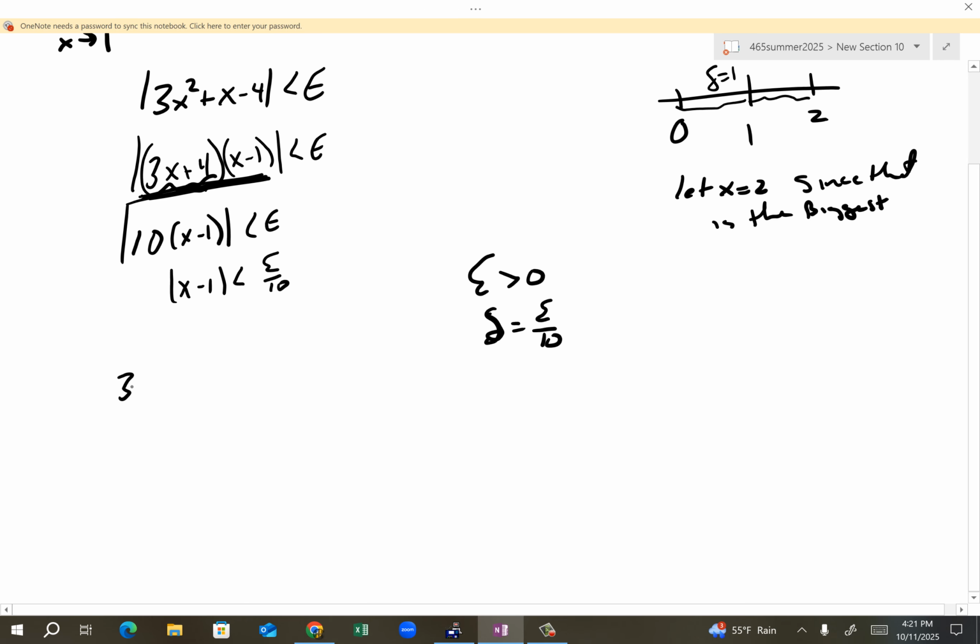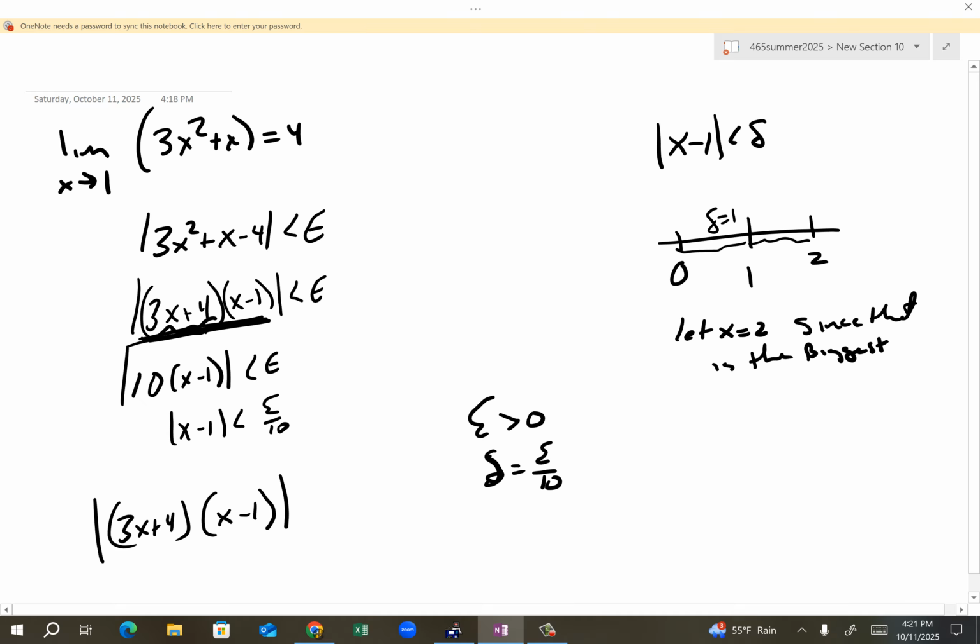So |3x plus 4| times |x minus 1| is less than epsilon. But I don't want the epsilon part. Now, what do we know? Okay, so we know up here, let's choose our delta to be epsilon over 10. So |x minus 1| is less than epsilon over 10, right?